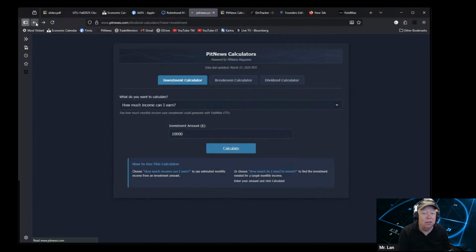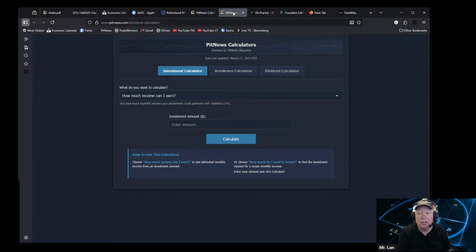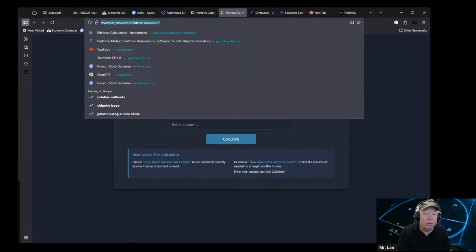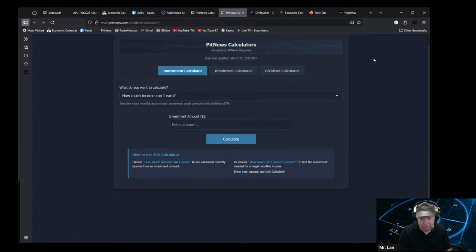I think we're in here. That is just the calculator right there. You can see it in the URL up here too. It's pitnews.com/dividend-calculator. Okay. All right, so let's get back to what we were doing.